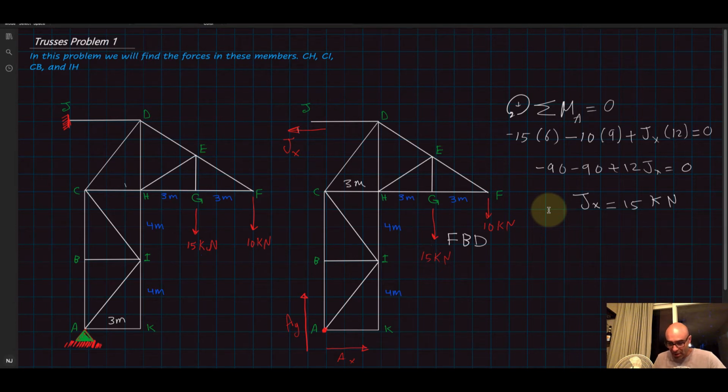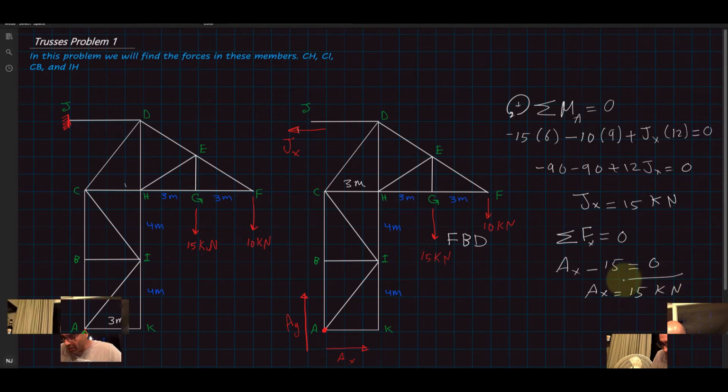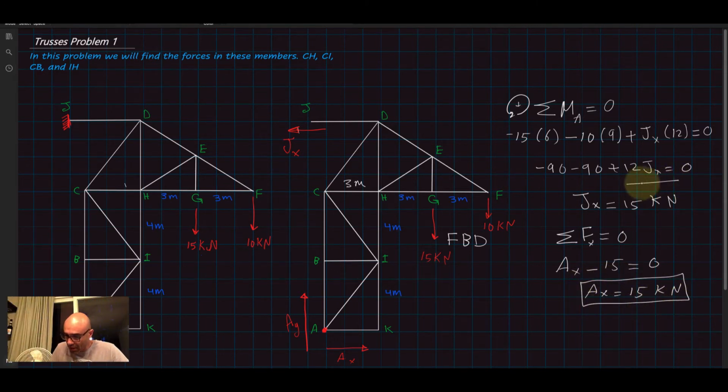So we found Jx. The only opposite x force in the whole system is AX, so we can conclude because of equilibrium that AX should be equal to Jx. Or we can just say, using Newton's second law, at equilibrium, summation over all the forces in the x direction must be equal to 0. Then AX minus 15 kilonewton must be equal to 0. Then AX is equal to 15 kilonewton. So this is the second force, and this is the first force.